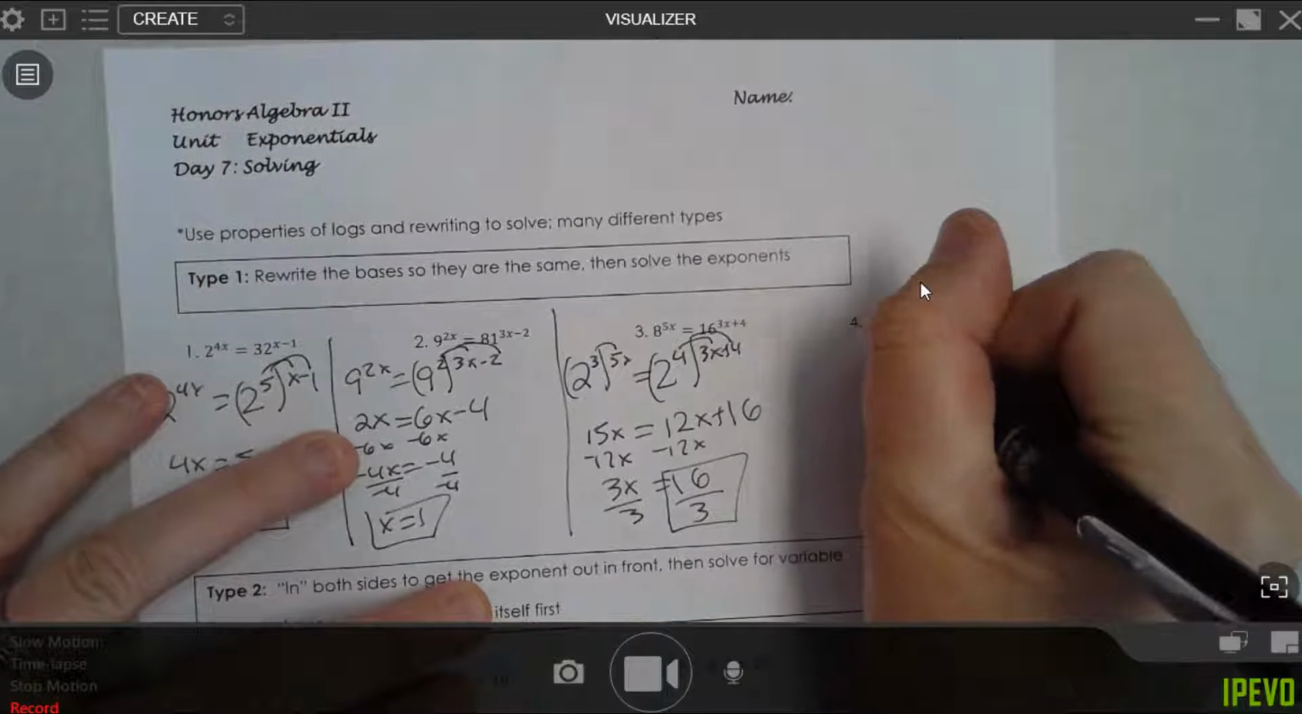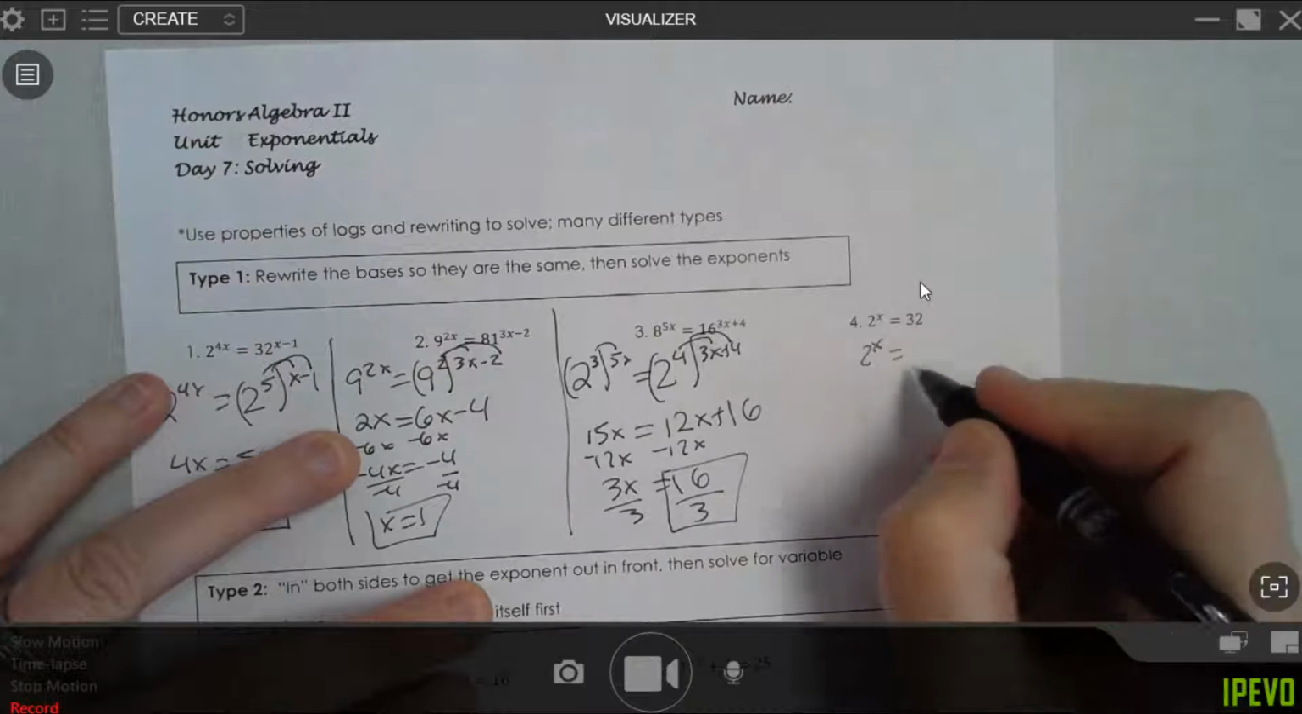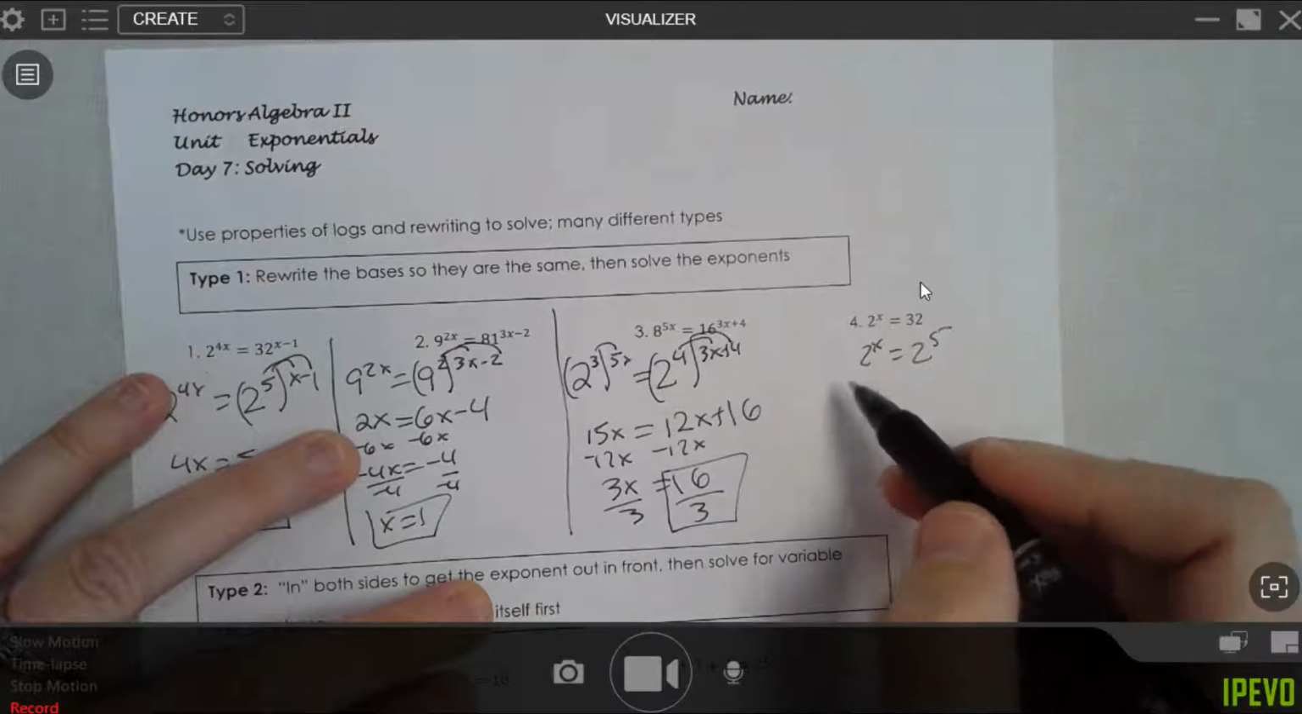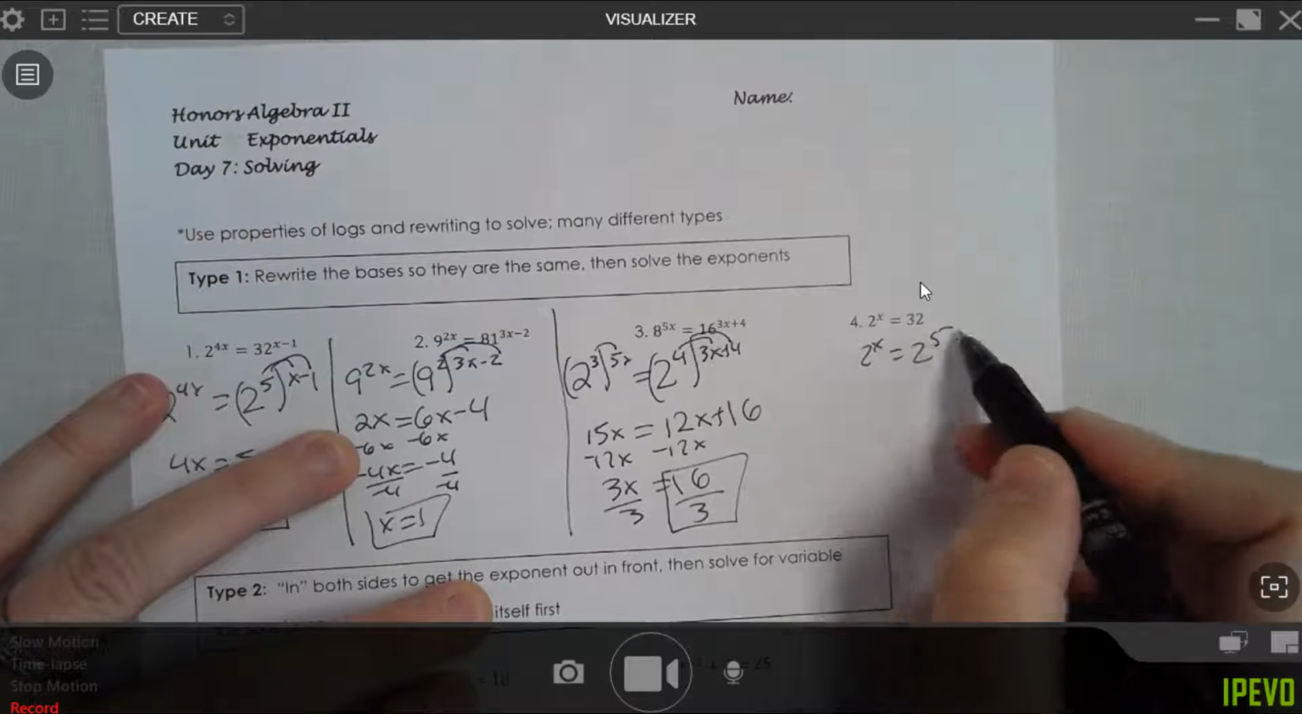So this right here, 2 to the x, I'm going to rewrite 32 as 2 to the 5th. And now it's ready. The bases end, and we get x equals 5.